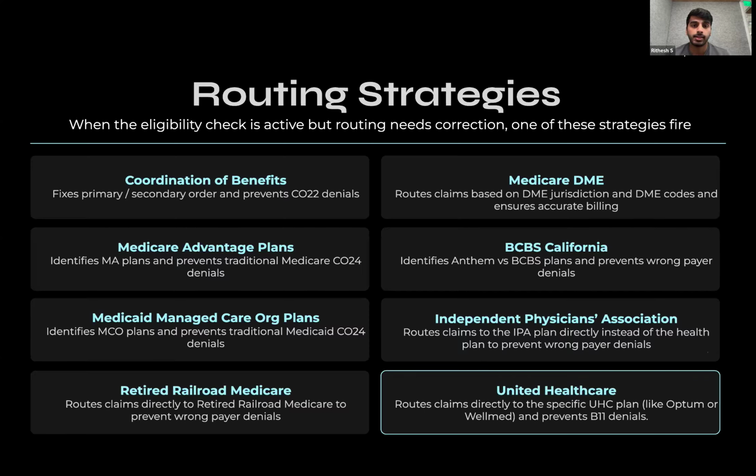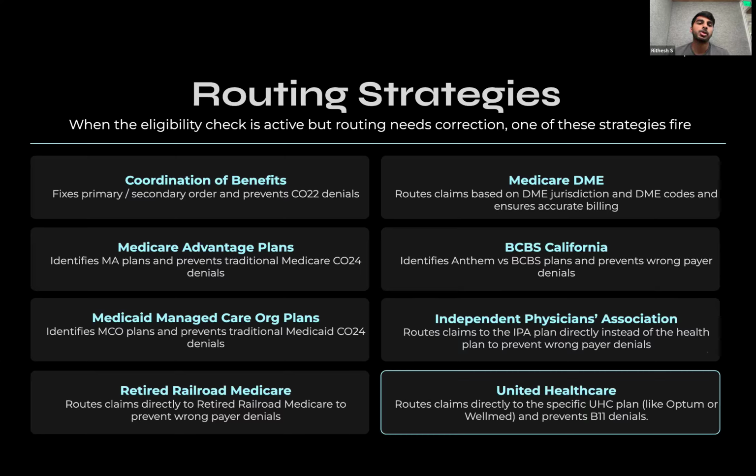The advantage of this is, one, you essentially reduce your time to pay, right? You don't have to wait for UHC to actually auto forward these cases. And two, you're keeping that control over where the claim is going on your end, rather than depending on UHC auto forwarding it or not auto forwarding it, right? So all of those things are accounted for in the system.